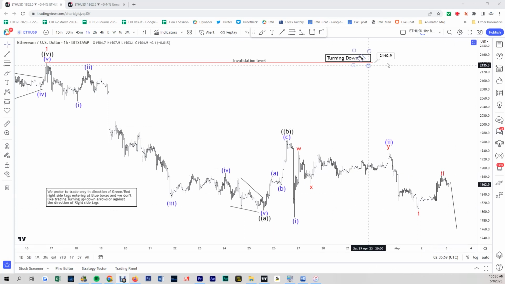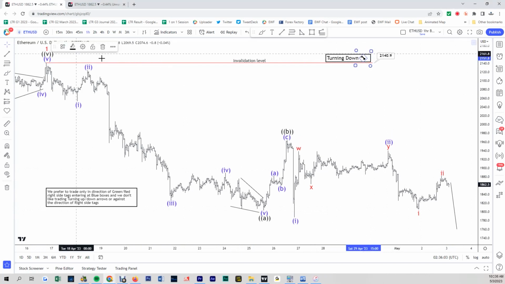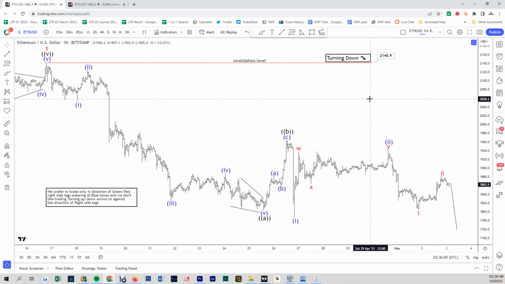So today we're going to be looking at the chart of Ethereum here, and we've got the 1 hour chart. We can see we are now doing a wave 2 correction, or wave 2 pullback. We ended wave 1 here at 2140, and the structure from here, this leg looks to be the first leg, and then this rally looks to be the correction of the cycle.